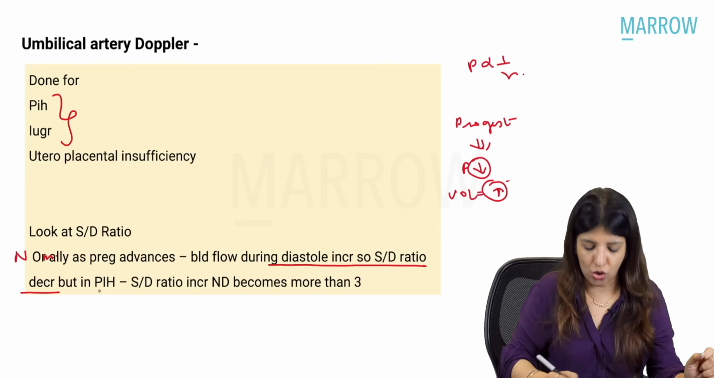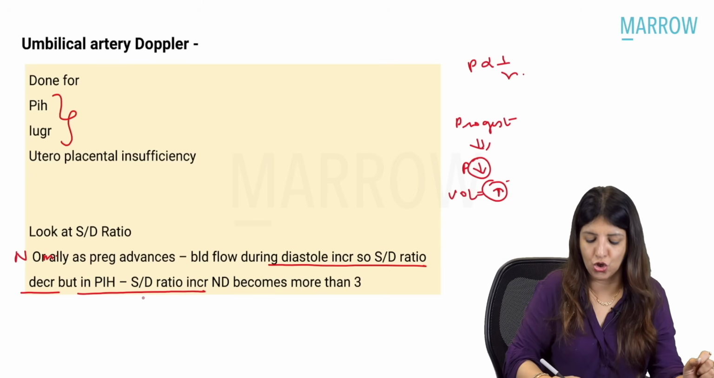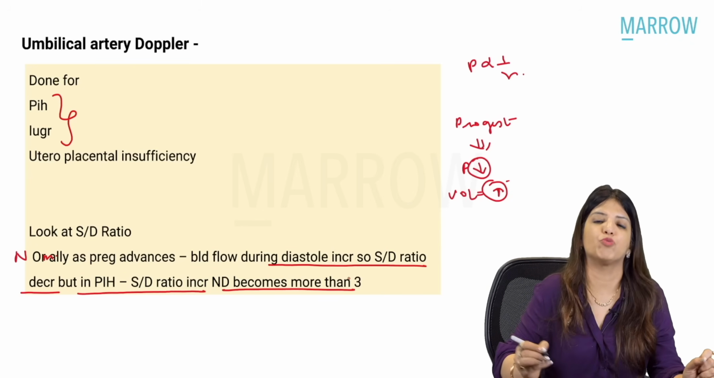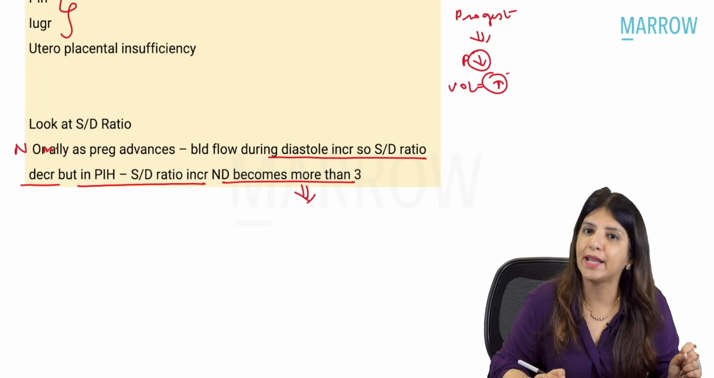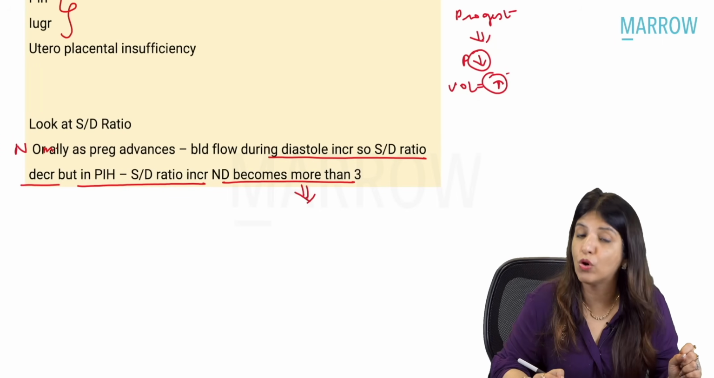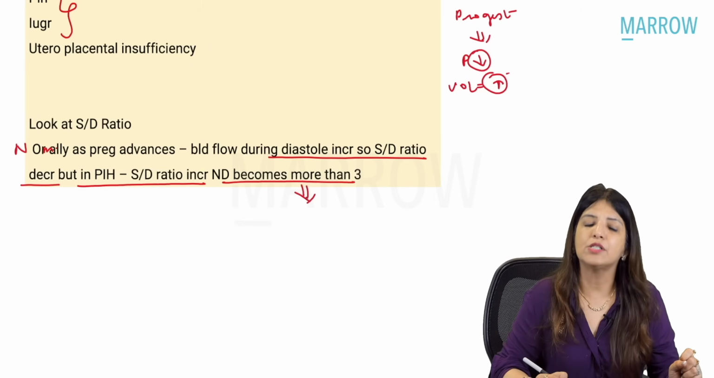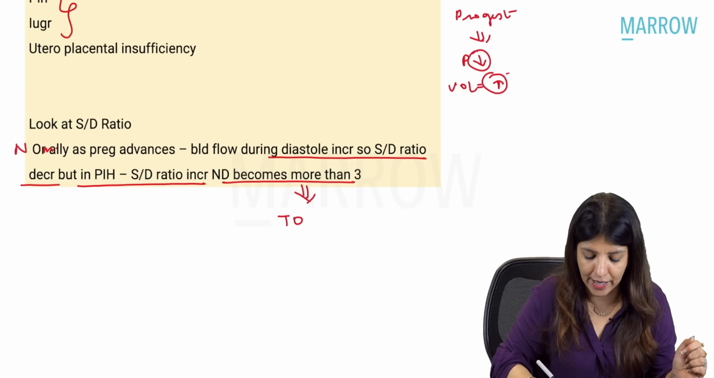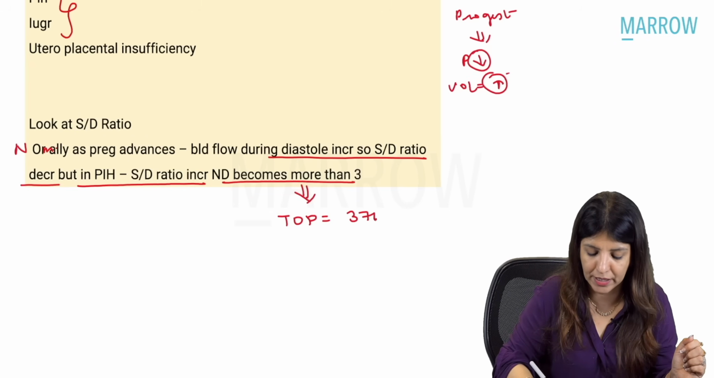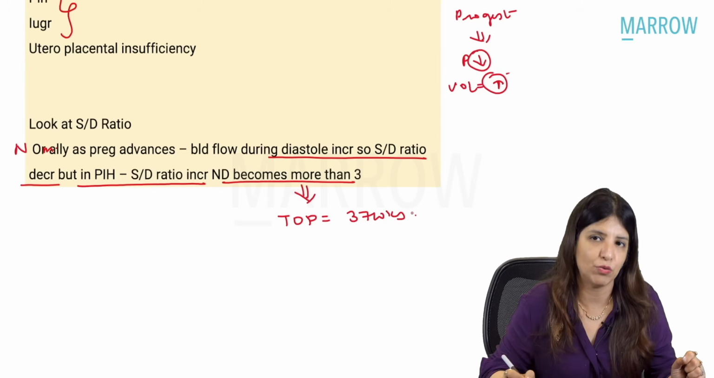But in patients of PIH, SD ratio increases and it becomes more than 3. Whenever SD ratio in umbilical artery Doppler becomes more than or equal to 3, this is equivalent to mild preeclampsia and the pregnancy should be terminated at 37 weeks.